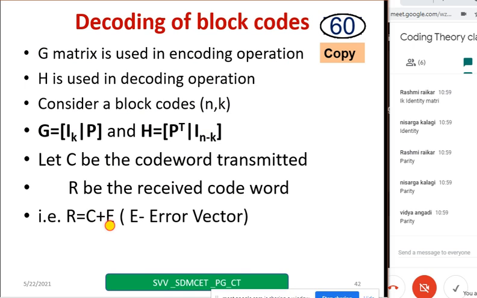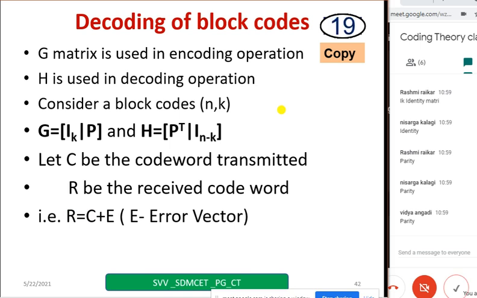E stands for error. There may be error or there may not be error. So just copy down, at the receiver side R equal to C plus E, where E is nothing but an error vector. And one word you can take down: H is used for the decoding operation. So let me go to the next. R equal to C plus E, you have to write. E is the error vector. C is the code vector.